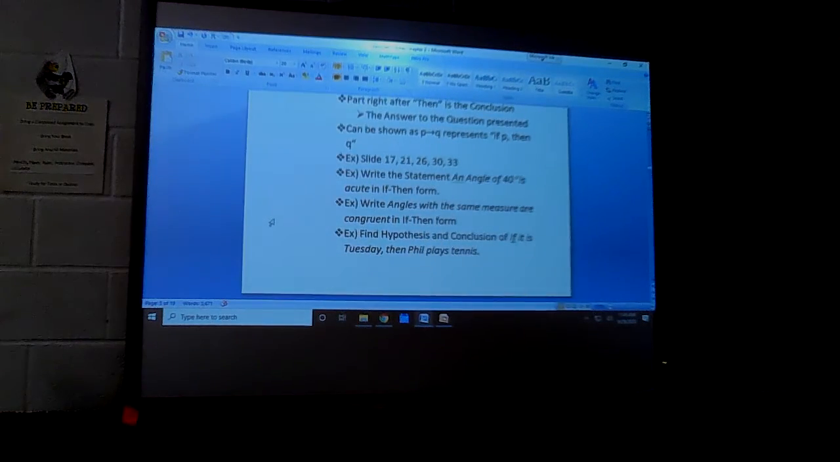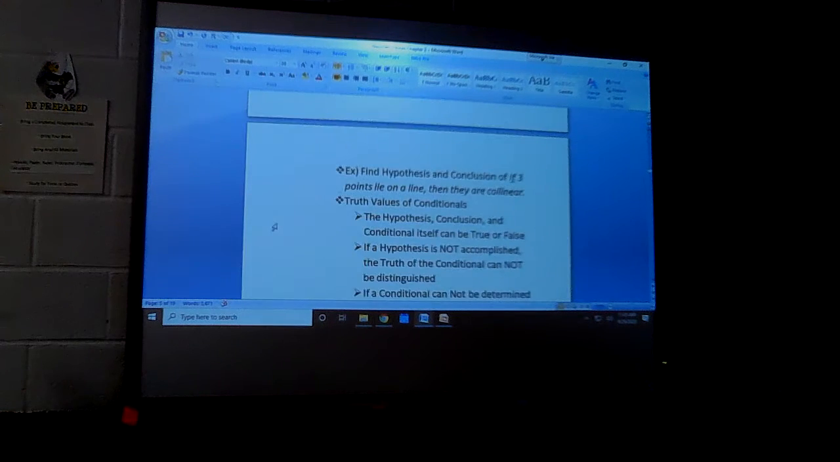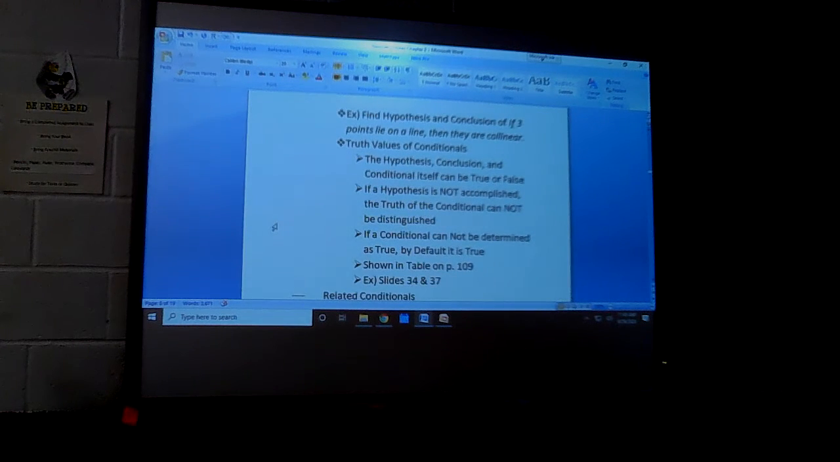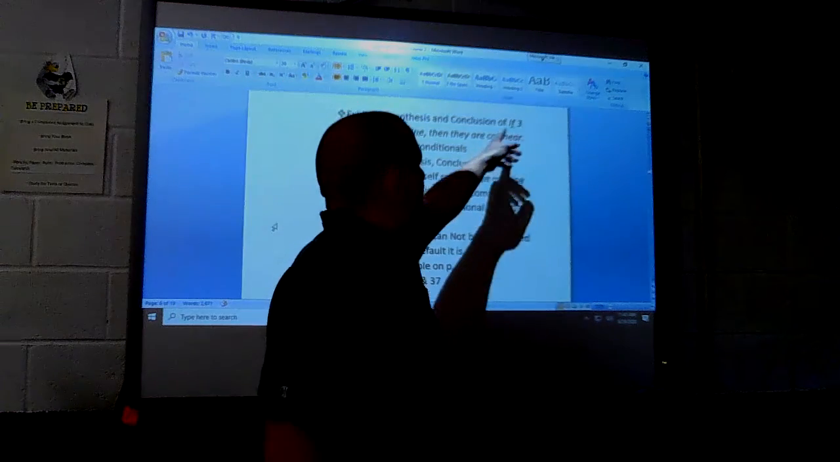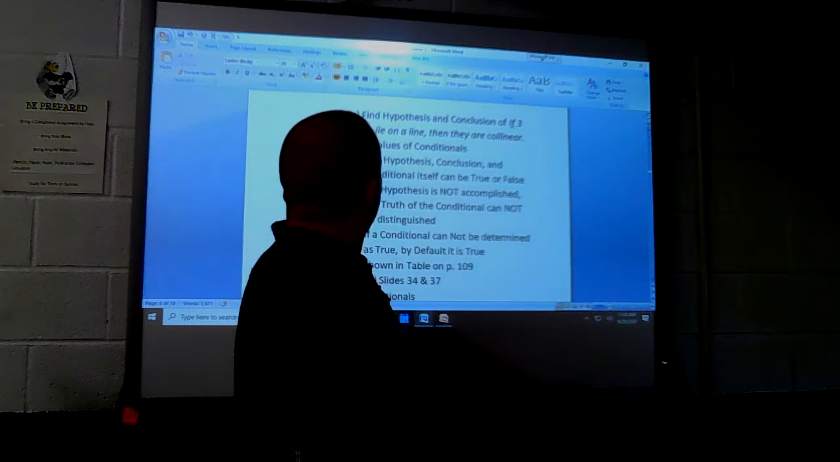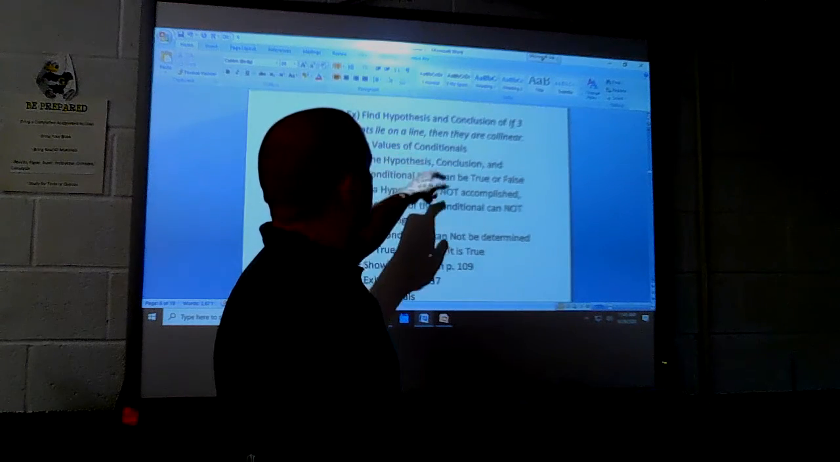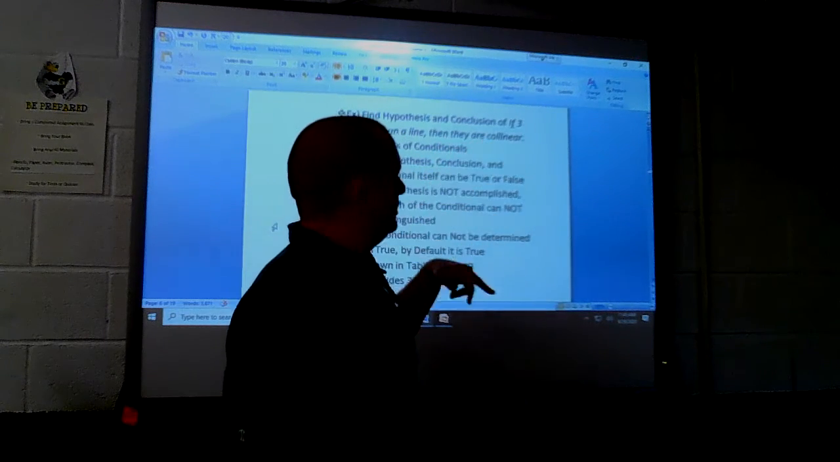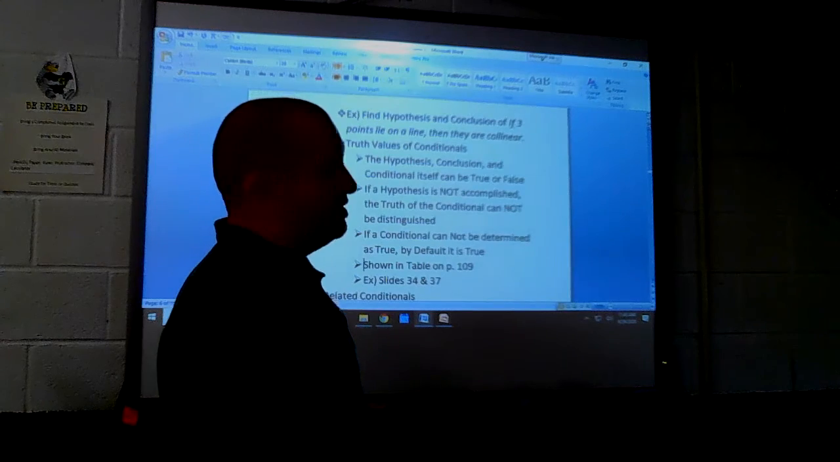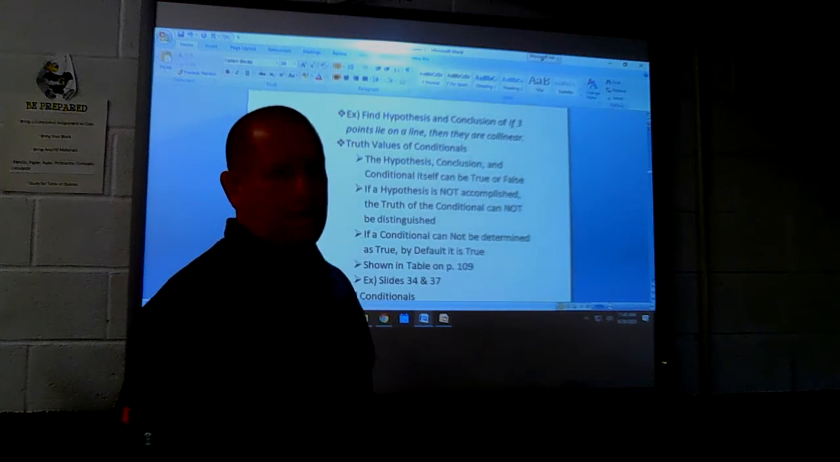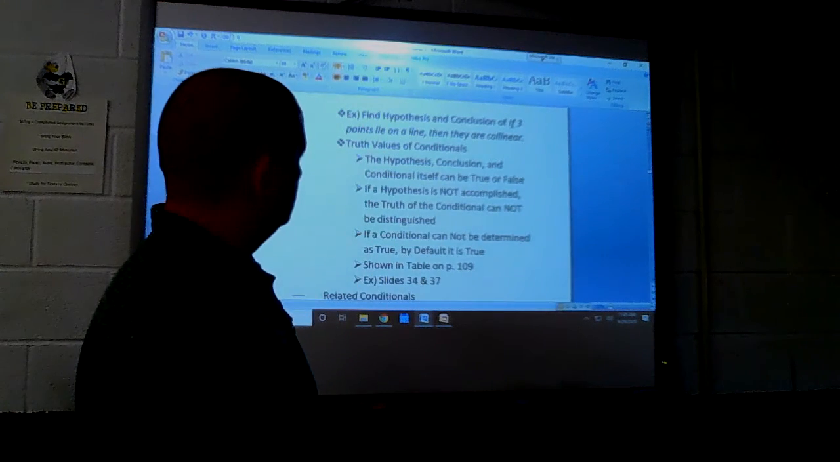A couple more examples of this, or one more at least. It says, find the hypothesis and conclusion of: if 3 points lie on a line, then they are collinear. So again, this one, anything after if is my hypothesis. So 3 points lie on a line. My conclusion, they are collinear. Again, then you would ask yourself, is this true or false? And we'll get into that here in just a second.